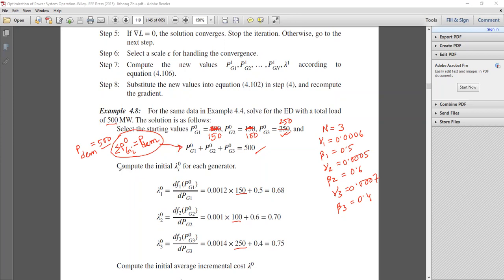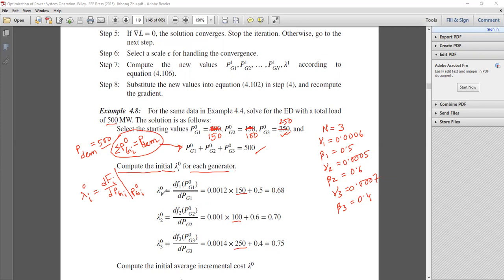Then we follow the step where we have to compute the initial lambda i naught for all generators. So what is the definition of lambda i? Lambda i is nothing but dfi over dPGi. Okay. And then that has to be calculated at x naught, so that means PGi0. So this is lambda i 0.